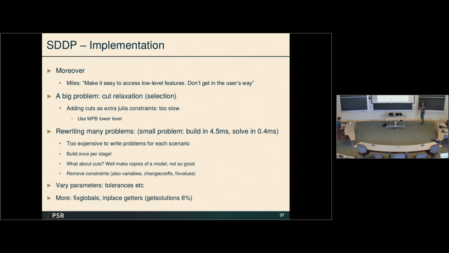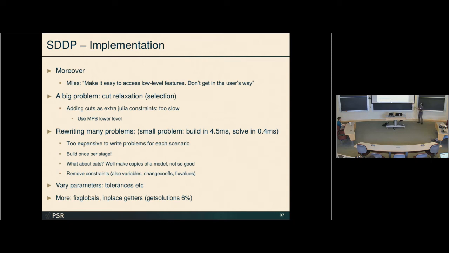Something else that Miles said that was really nice is to make it easy to access low-level features. Don't get in the user's way. Because sometimes JuMP is very, very flexible, but sometimes you want to do more with models. You have more parameters you have to deal with, a lot of stuff you want to do. So it was really good that we could get into MathProgBase and add extra stuff.